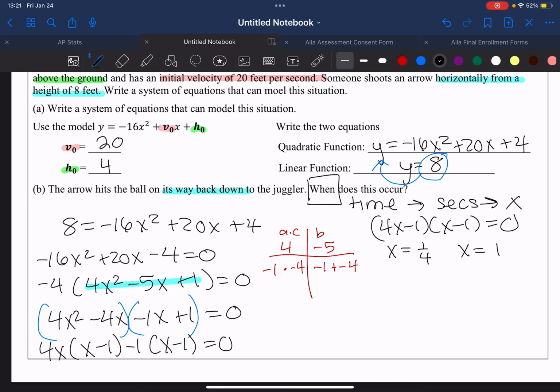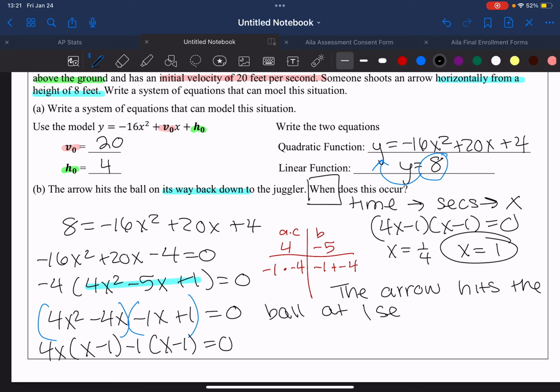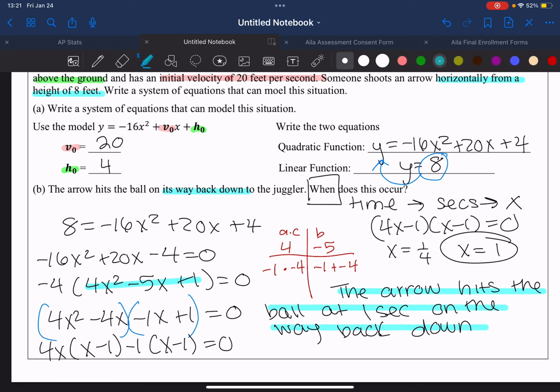So for our sentence, we would write the arrow hits the ball at 1 second on the way back down. Okay, that information is key to the problem, so we can't just say the arrow hits the ball at 1 second. No, the problem is saying on the way back down, so we have to say the arrow hits the ball at 1 second on the way back down. Okay, and that's going to be our answer.